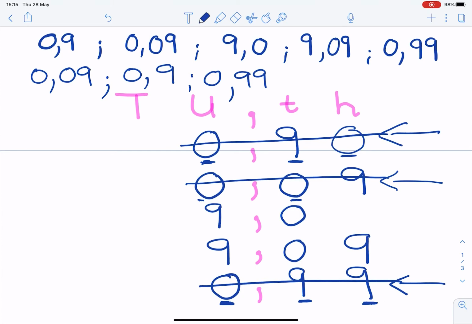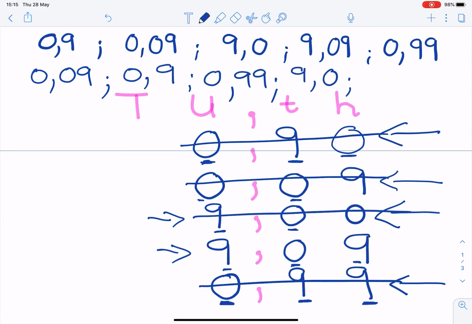Right, now we have to find out which is the smallest out of the remaining two numbers. They both have a 9 in the units column. They both have a 0 in the tenths column. This one has a 9 in the hundredths. This one has nothing. So this one is the next biggest. 9,0. Let's cross it out. And then our remaining number is the biggest. So it is going to go at the end of our comparison.